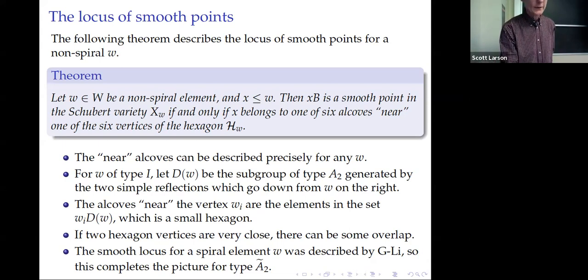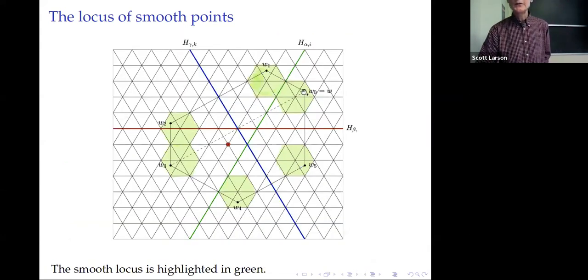Let me explain this on the next slide for a type 1 element. So here's a W of type 1. There are 6 alcoves here. These 6 alcoves, at the 6 vertices, are actually all smooth points. It turns out one needs to show that; it's not obvious.